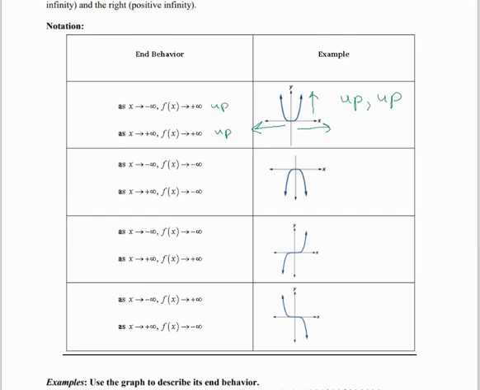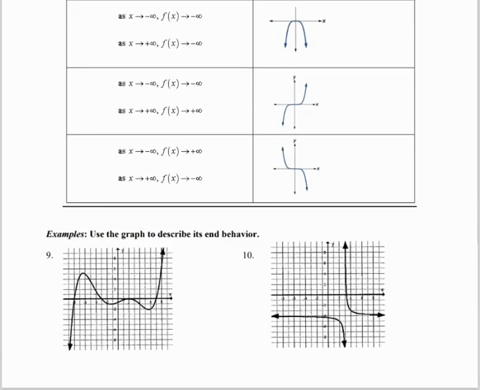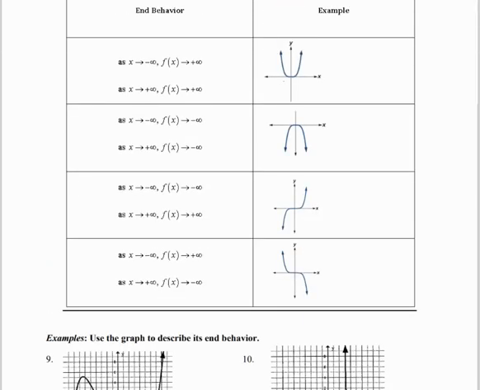Okay, so let's look at the first example here, and then I'll have you do the second one. If we look here, what's happening on the left-hand side? We are down, and then as we go to the right, it's up. So it's down and up, but we're not just going to write that. We're going to use our proper notation. Which one of these graphs represents that? It's this one, down and then up.